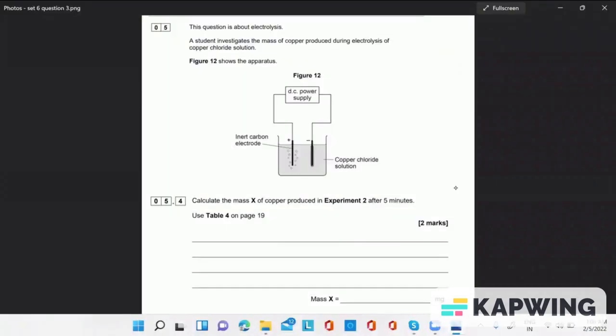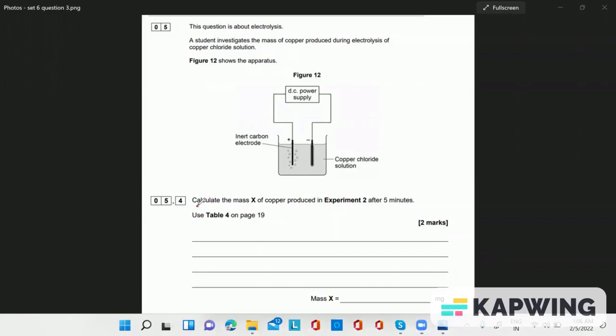One more question from GCSE Combined Science Trilogy, Paper Code F, Foundation Tier, Chemistry Paper 1F, Thursday, 17th May 2018, morning paper. A student does an investigation to find the mass of copper produced during electrolysis of a copper chloride solution. Inert carbon electrode has been used and copper chloride solution is the electrolyte. Here, we have to calculate the mass X of copper produced in experiment 2 after 5 minutes.